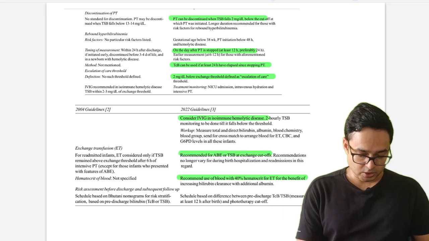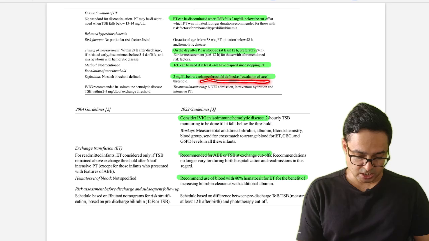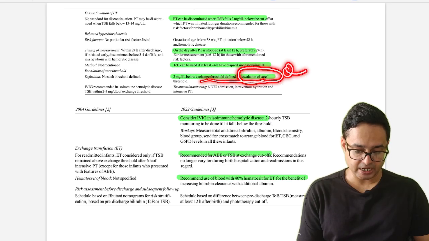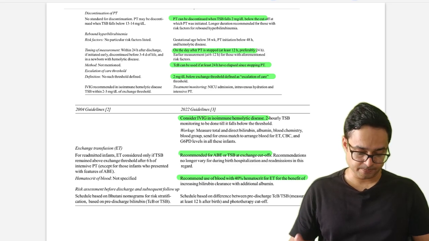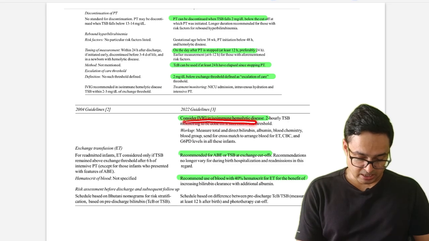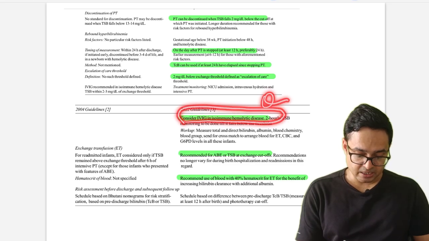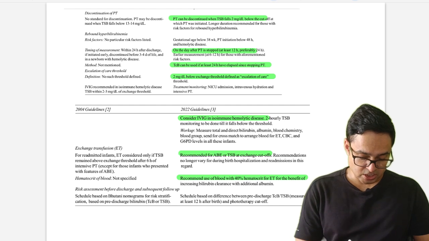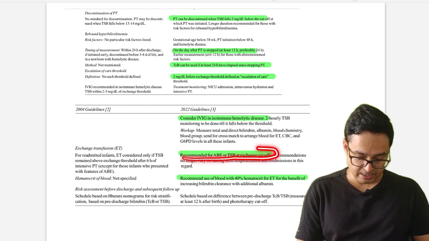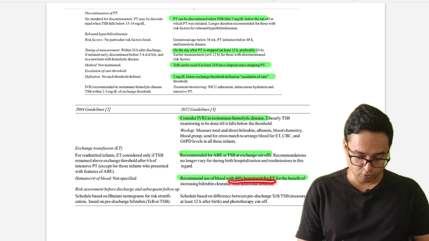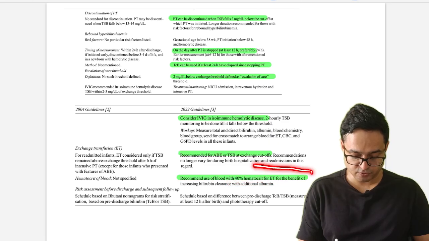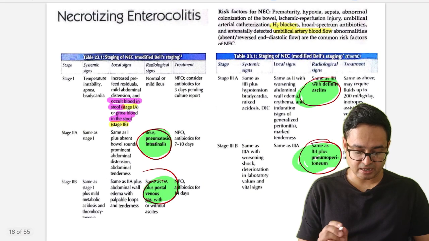Two milligram per deciliter below exchange threshold is defined as escalation of care threshold. So they can ask: escalation of care threshold is 2 milligram per deciliter below exchange threshold. IVIG in isoimmune hemolytic disease can be considered. Exchange transfusion is recommended for ABO at TSB exchange cutoff. Hematocrit of blood in exchange transfusion should be 40% for benefit of increased bilirubin clearance.